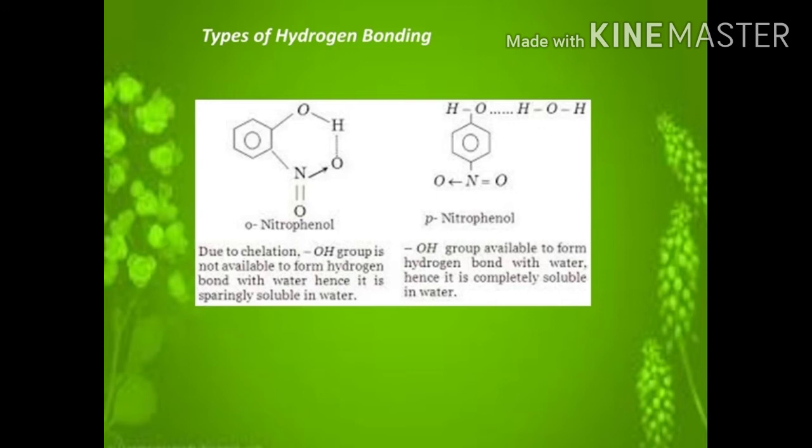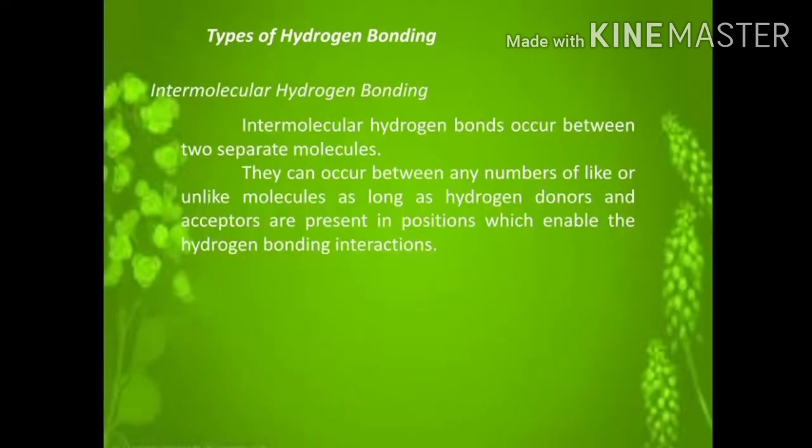In orthonitrophenol the hydrogen atom is already involved in intramolecular hydrogen bond, but in paranitrophenol the hydrogen atom does not get involved in intramolecular hydrogen bond, so that free hydrogen atom is involved in intermolecular hydrogen bond with water molecule hydrogen. So now we are going to study about intermolecular hydrogen bonding.